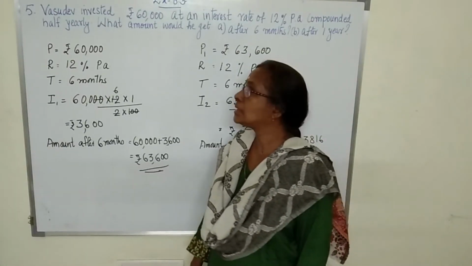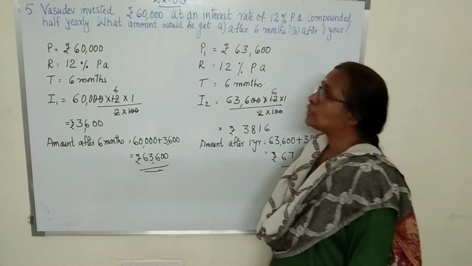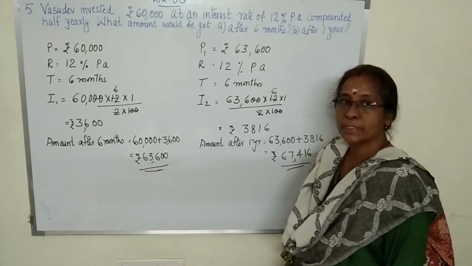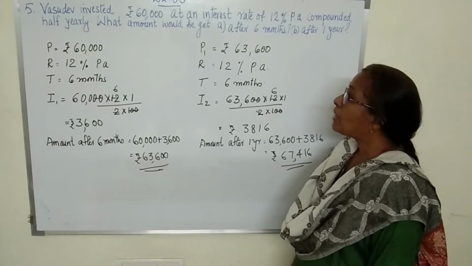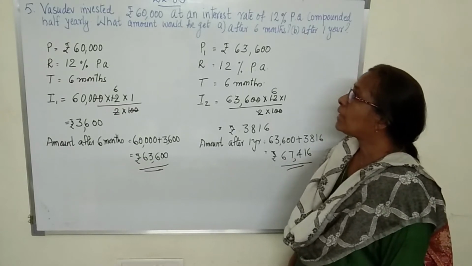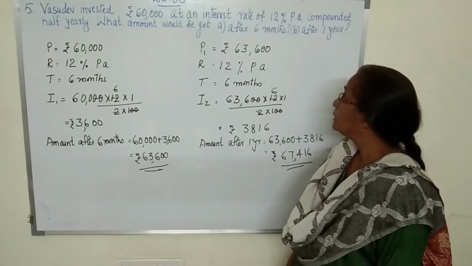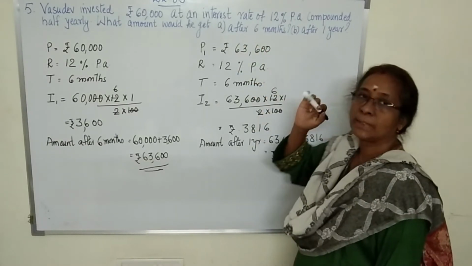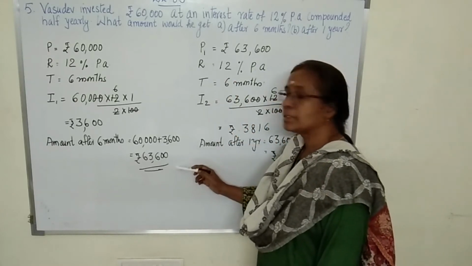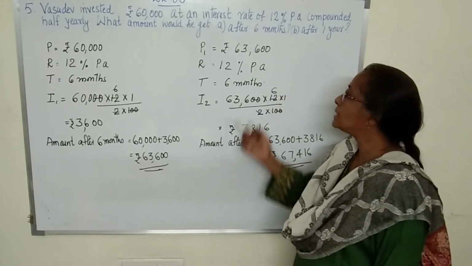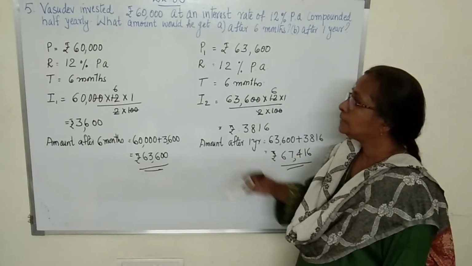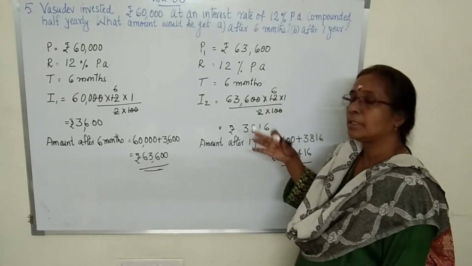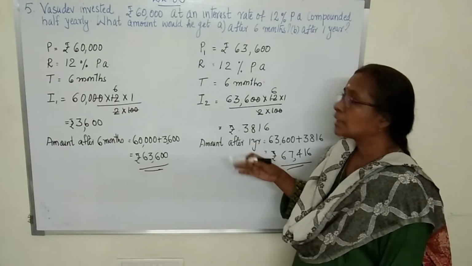The next question is question number 5. Vasudev invested rupees 60,000 at an interest rate of 12% per annum, compounded half yearly. What amount would he get after 6 months and after 1 year? That means there are two questions. First is to find the amount after 6 months, and the second is the amount after 1 year. So if you follow the step-by-step method, both the questions can be done easily.